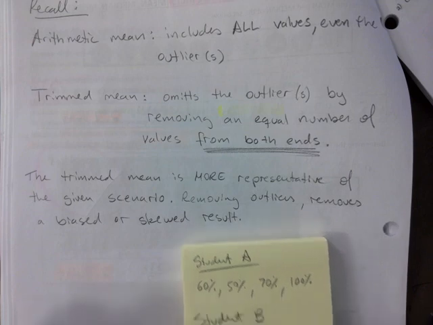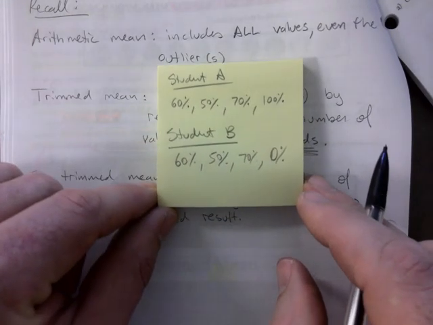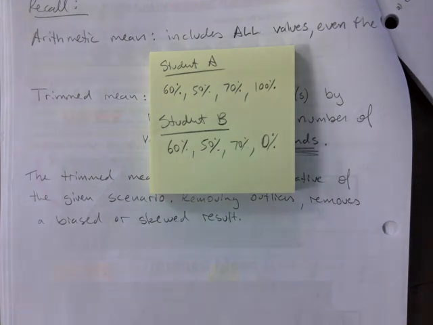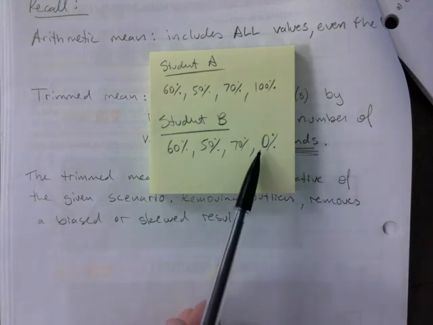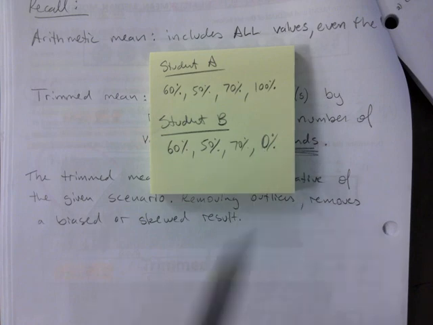You ready? Which of these students do you think should ask for a trimmed mean as a final mark on the report card? Student B? How come? Yeah, he has a 0. Here she has a 0. The 0 is pulling your average down, right?